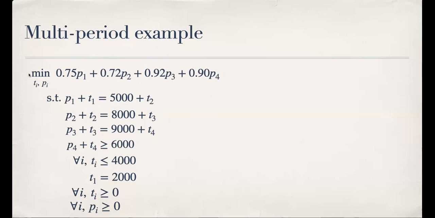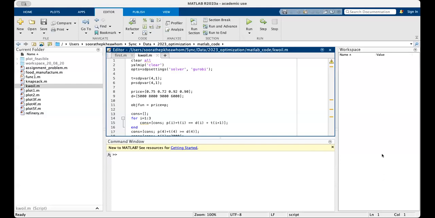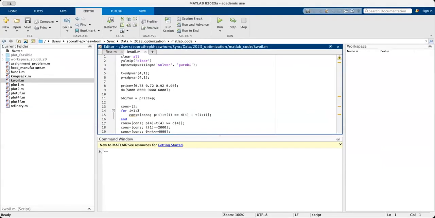Yes, we have KWI. Can you see it? Can you read it? Yeah, you have the same problem as me. Then you understand why I cannot read your computer.